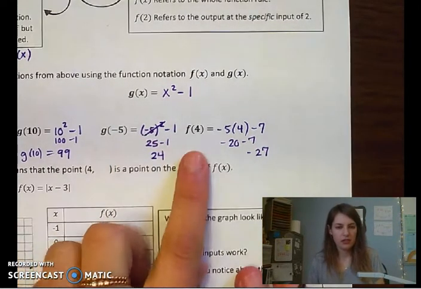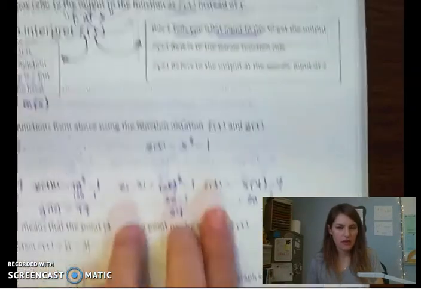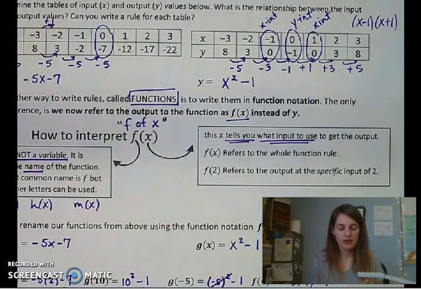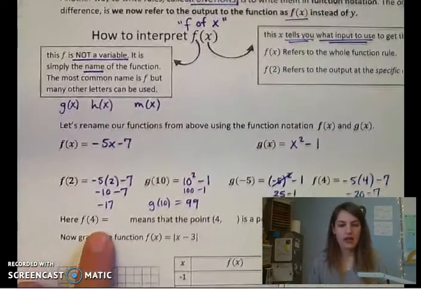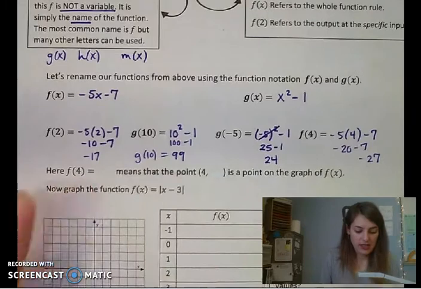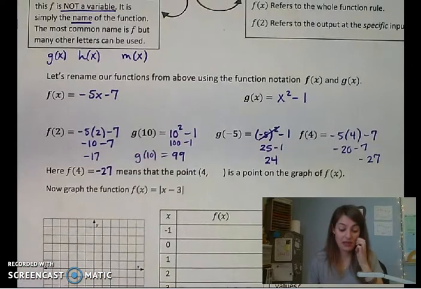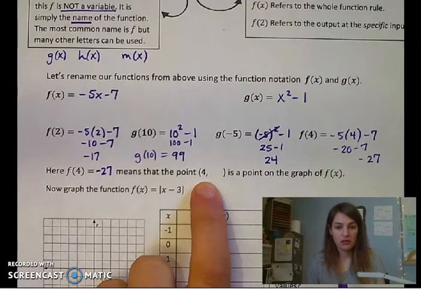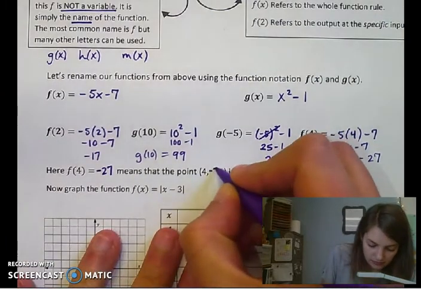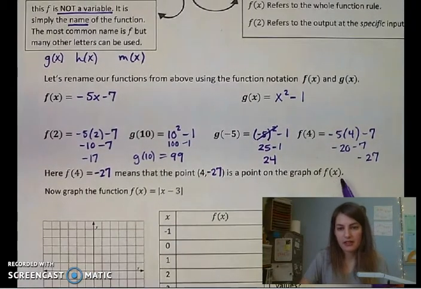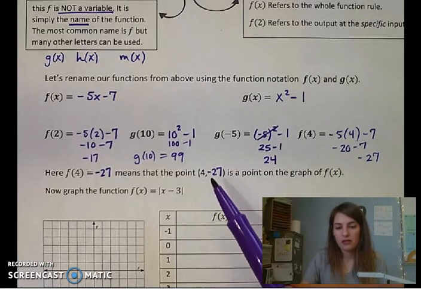So now, a little bit more about this. Remember how up here we had a table of values, and we're used to the coordinates being x, comma, y. Well, they still are essentially input, comma, output. So if we just calculated that f of 4 is negative 27, fill that in here. Just a reminder that the point we're talking about is 4, comma, negative 27. So if you were going to graph f of x, you would plot the point 4, negative 27.